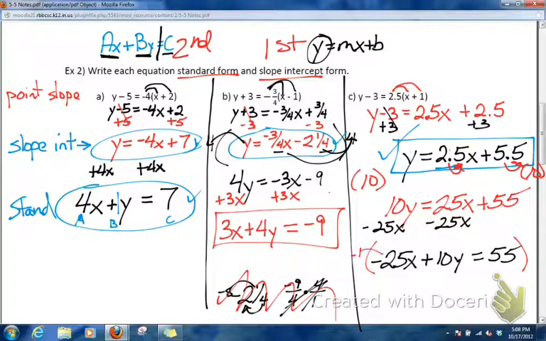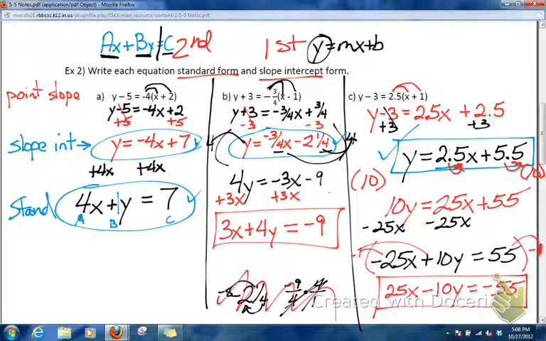Negative 1 times negative 25 is positive 25. Negative 1 times 10 turns it into a negative 10y. And then the negative 1 on this side, multiplied by the 55, gives you negative 55. So there is my standard form answer.